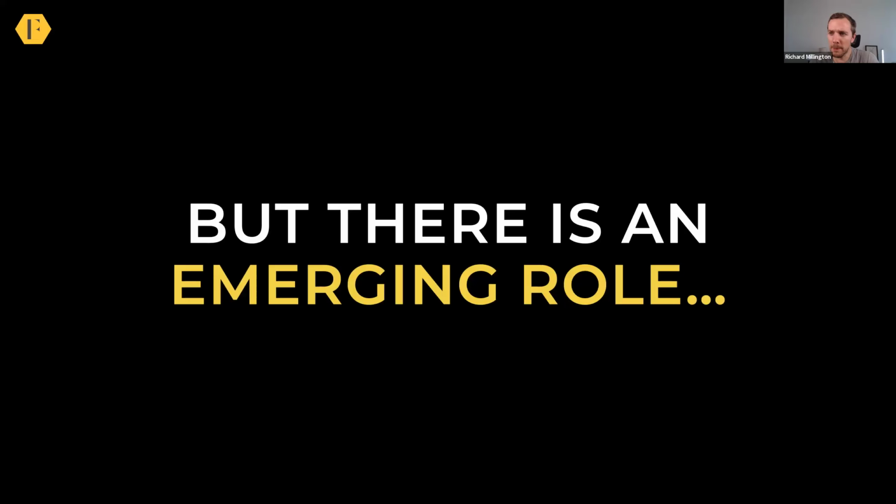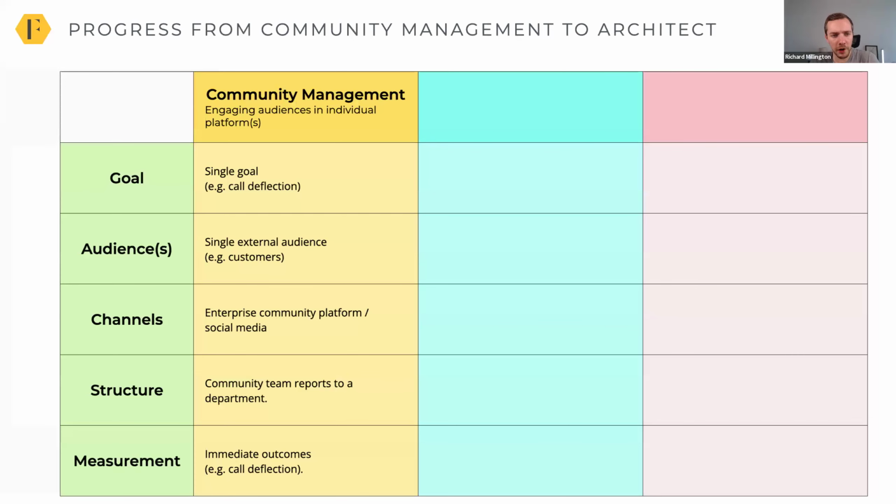But there are also emerging roles that we're seeing within this space as well. And while a lot of people are still managing a community in a traditional way, they might have a single goal like call deflections, and a single audience and a single channel and structure and measurement. There's also that strategist role and then a different role as well.